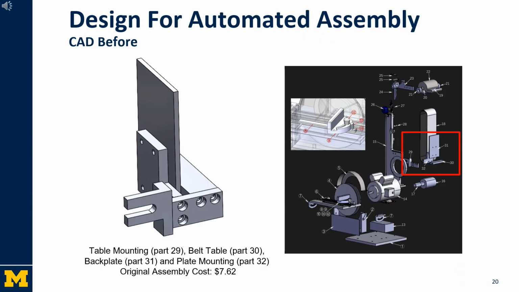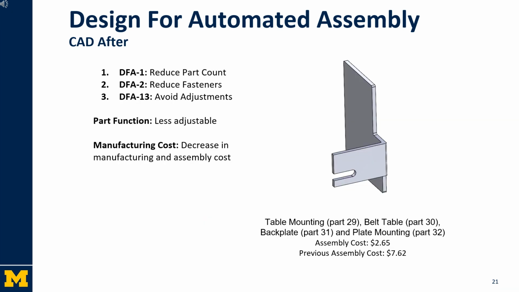This is the initial design before we made improvements to the automated assembly. The initial cost is $7.62. We consolidated the subassembly into one single part that can be formed with sheet metal. This reduced the part count, which decreased the assembly time. It also reduced the need for fasteners and does not need adjustments during assembly.